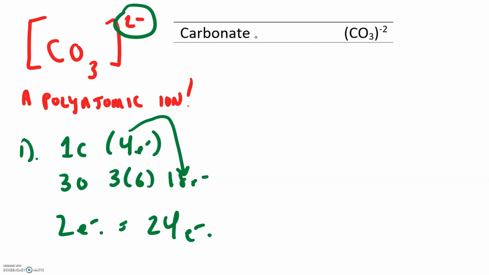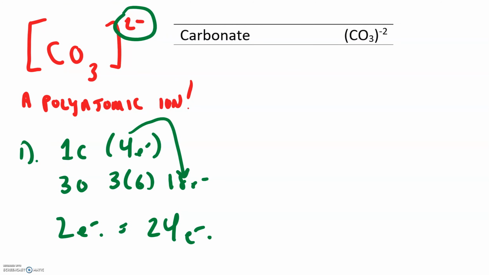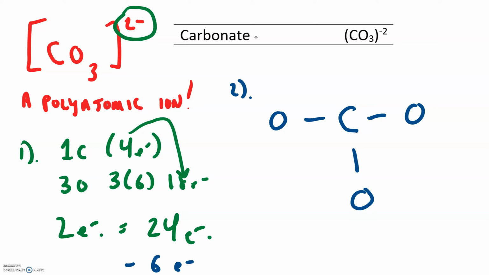So, our second step is going to be to draw our skeleton. I'll leave that up here. So, our skeleton, we'll take the atom that we have the fewest of, and we'll put that in the middle. And we'll skeleton our oxygens with a pair of electrons each. So we've used up 6 electrons in the bonding, and that means that now we have 18 electrons left.